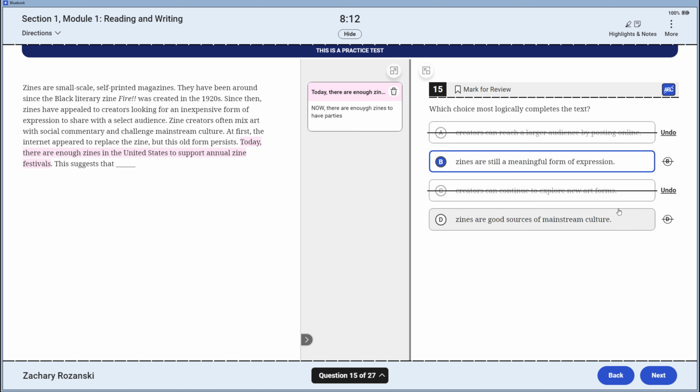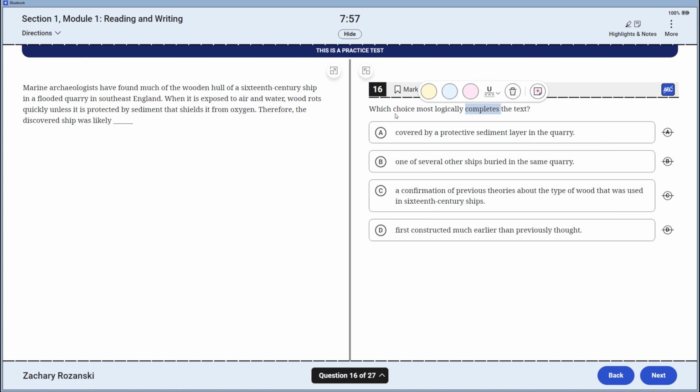That loses the narrow focus of the final sentence that we're on. And a good source of mainstream culture? That they're barely hanging on by a thread, though slightly building. I wouldn't do that. That they're just meaningful. We can look around, challenge mainstream culture. Yeah, it's not a good source of mainstream culture. Go to the internet for that. And then most logically completes the text.